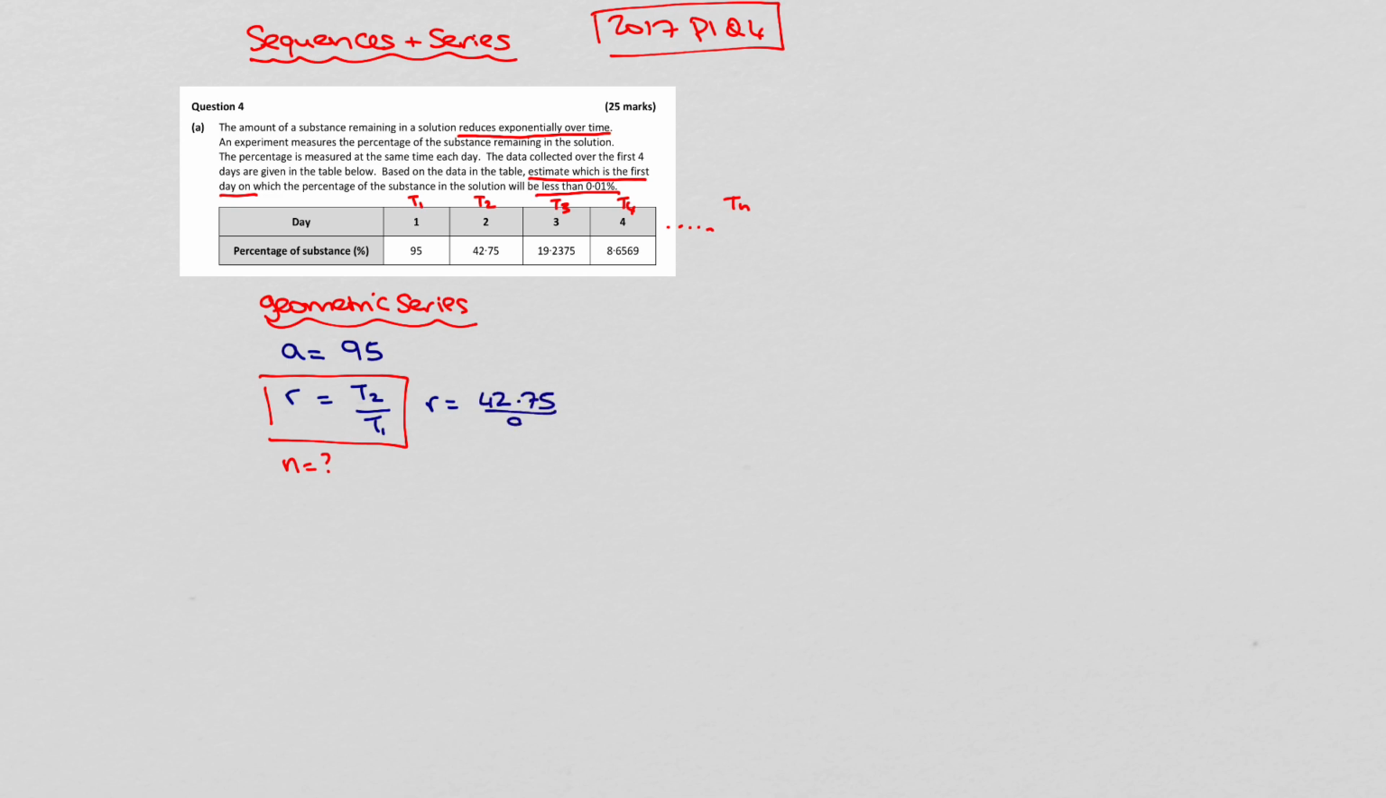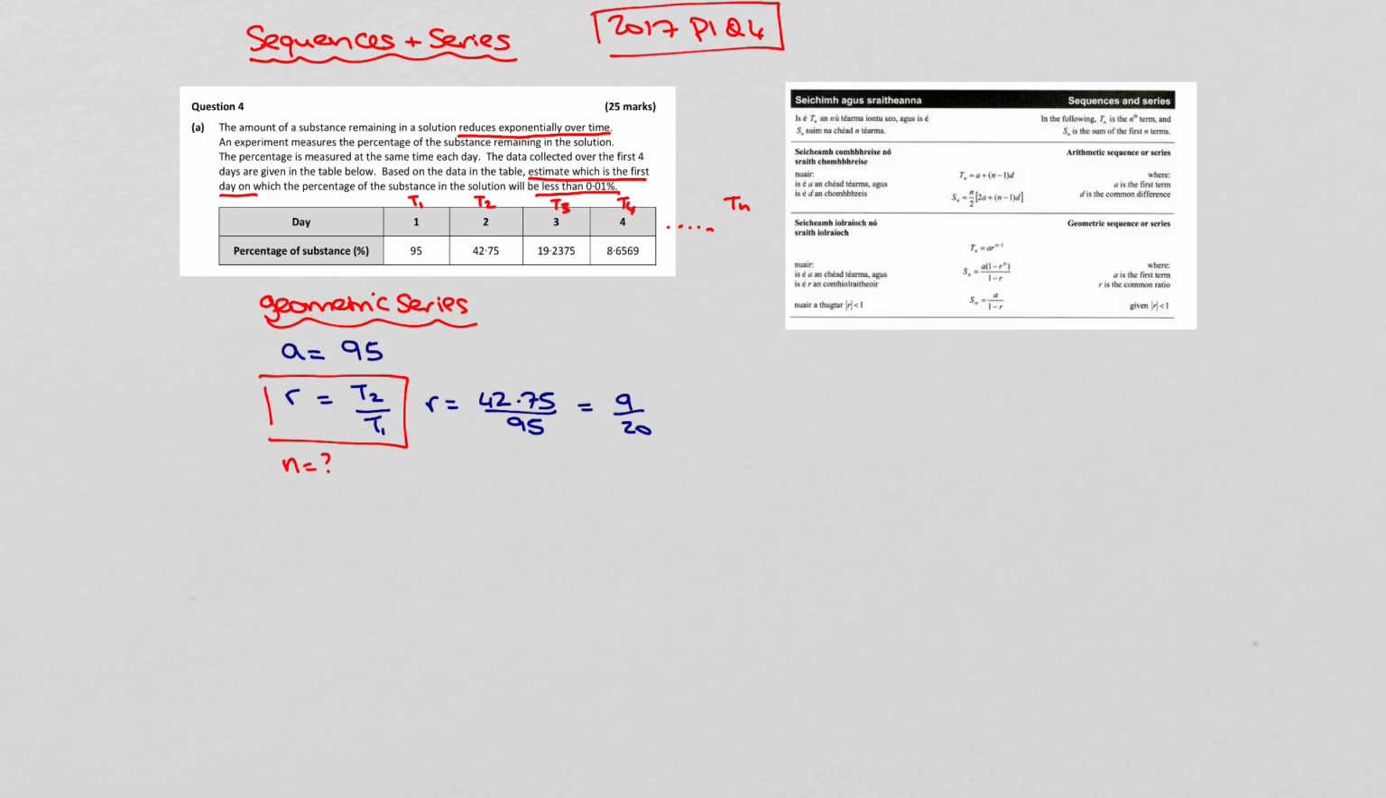It's going to be 42.75 divided by 95. We can write that as a fraction, which simplifies to 9 over 20 on our calculators, or you could write it as a decimal. It doesn't make a difference. I'm going to keep it as a fraction just to keep it nice and neat. So what is our general term for a geometric series? Well, if we go to our maths tables, page 20, we can see that the geometric general term is T of n equals a times r to the power of n minus 1.